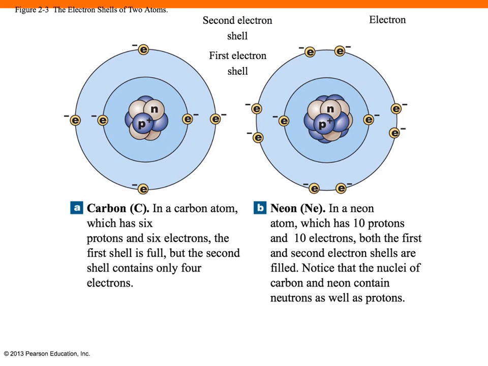Here's an example. Neon has 8 electrons in the outer shell, and it's very stable. It's considered an inert gas, whereas carbon has 4 electrons in the outer energy level and is more likely to look to bond in some way with another atom to gain stability.